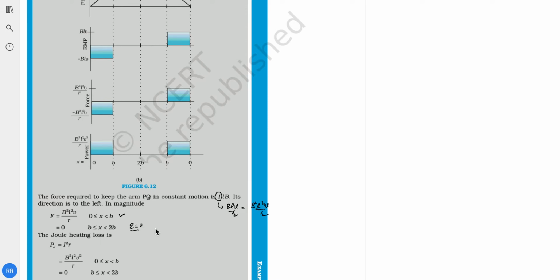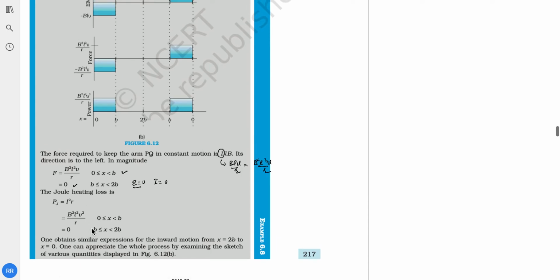So EMF is the source of current. So I is equal to 0. So if I is equal to 0, then force is equal to 0 in that region. So then we will go for the Joule's heating loss. क्या होगा? Joule heating loss is given by the formula I square times R. So I का square यदि आप करेंगे, you will have B square L square V square upon R.